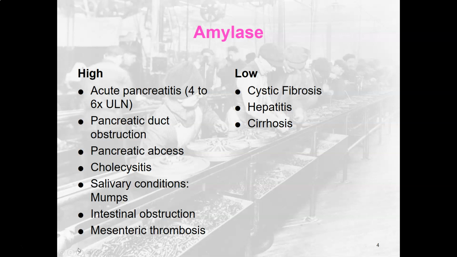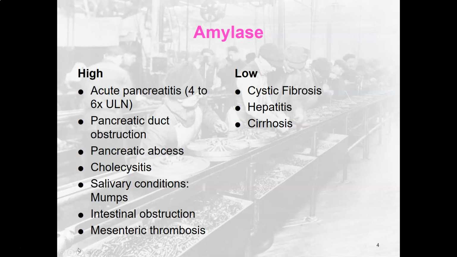Pancreatic duct obstruction also would cause high levels of amylase. Pancreatic abscesses and cholecystitis, which is gallbladder inflammation, and even gallstones, which would cause a pancreatic duct obstruction, if you will, or at least a common bile duct obstruction. That is where the bile duct from the gallbladder and from the pancreas come together. If that's blocked, that can cause problems too. Obviously, salivary conditions such as mumps, intestinal obstructions, especially in the duodenum, and mesenteric thrombosis can all cause high amylase.